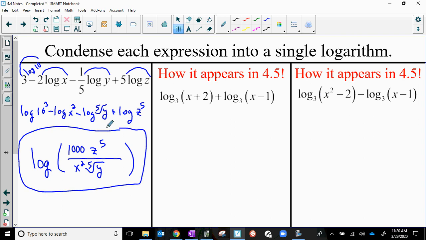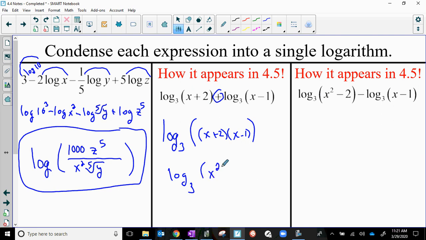All right, so let's see how some of these problems are going to be used in section 4 or 5. What they'll do is put an equal sign, like an equal 5 or something like that, on the other side. We're not going to worry about the equal sign. We've got to learn how to simplify first before we can solve. So when we're adding 2 logarithms, we're adding exponents, so we multiply the exponential statement. So we have x plus 2 times x minus 1. So I'm going to go ahead and FOIL that out. So this becomes x squared plus x minus 2.